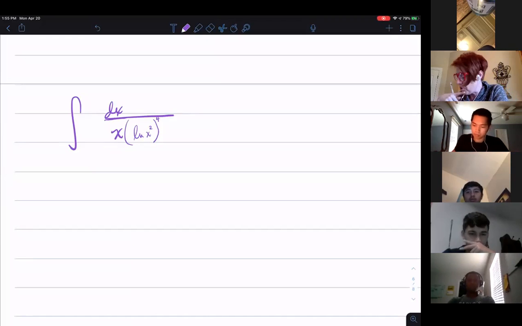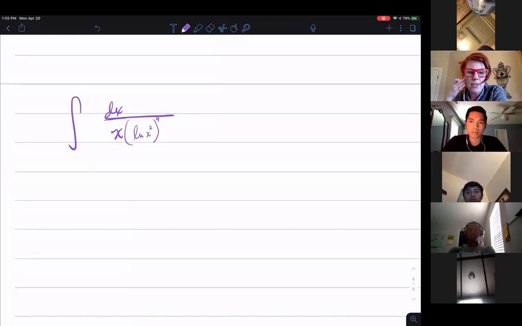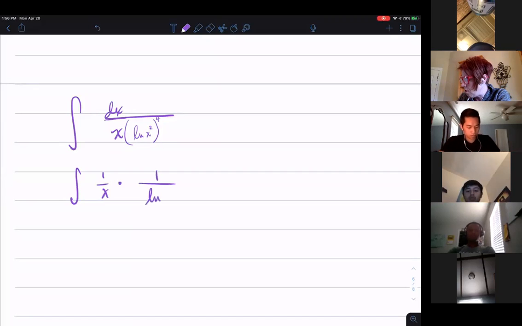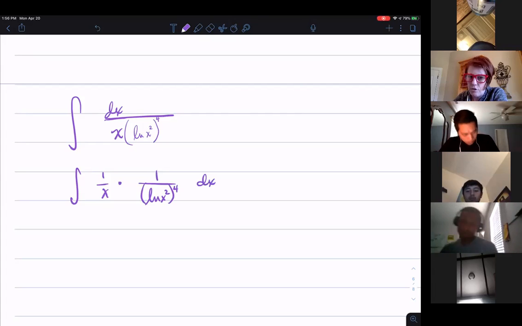Okay, so the first thing, Richard, is I don't love the way it's written. Anytime I have a dx on top, I typically rewrite it and put a 1 on top and put the dx out to the side. And the other thing that I see here is that I have 2 denominators. It's a little easier to see those 2 denominators separately as separate fractions. So it's easier for me to look at this as a 1 over x times a 1 over natural log of x squared, whole thing to the 4th, times dx. Okay, so that's just personal, but that's usually what I do.